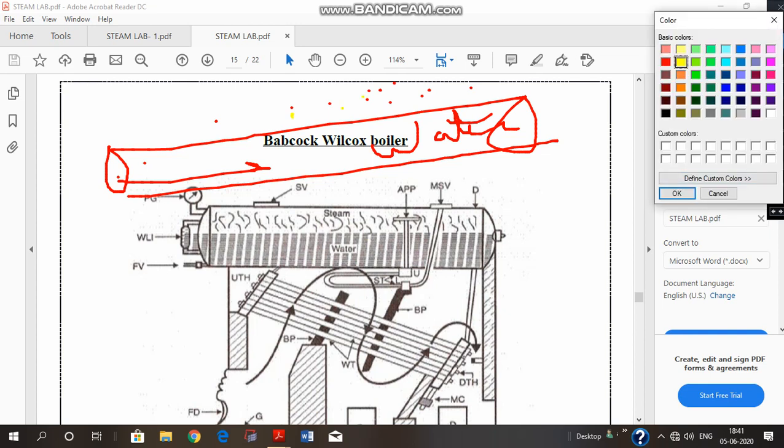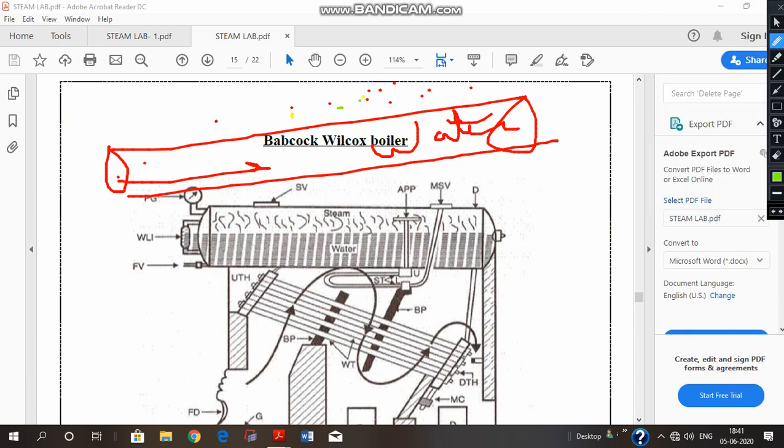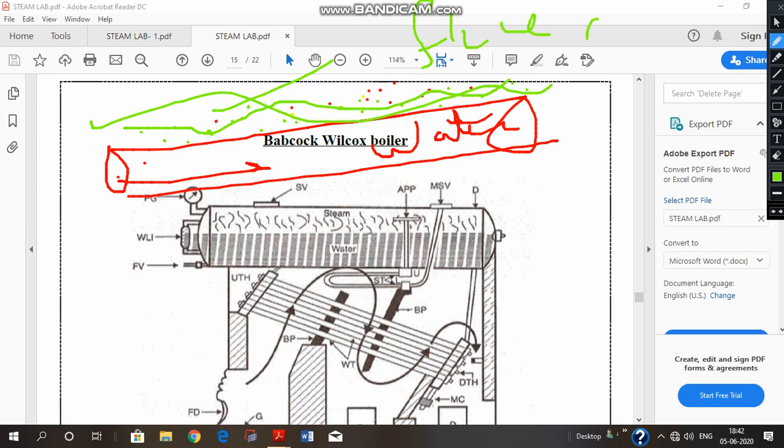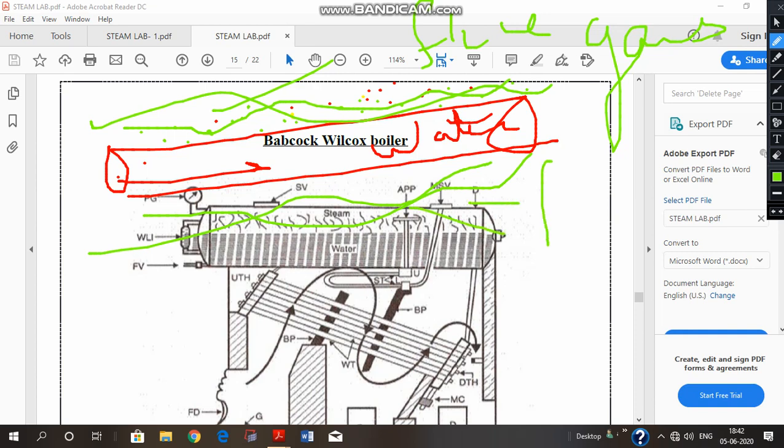I shall take a green one. These green dots depict the flue gases. These are the flue gases, and the flue gases are present outside the tube. Inside the tube there is water. Outside the tube there are flue gases.